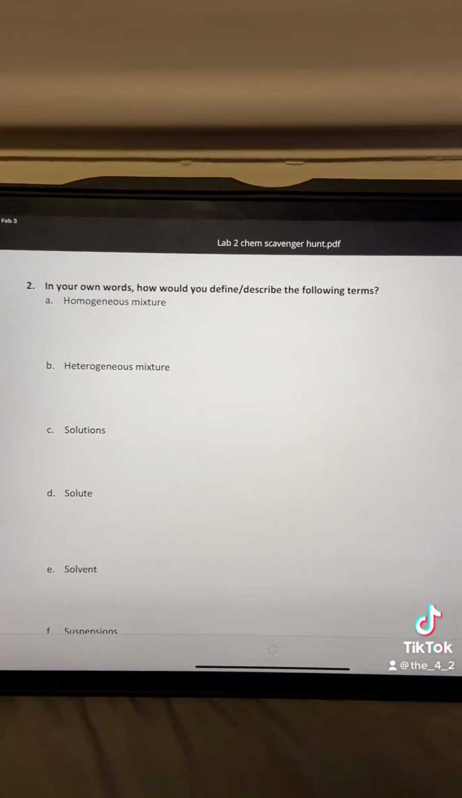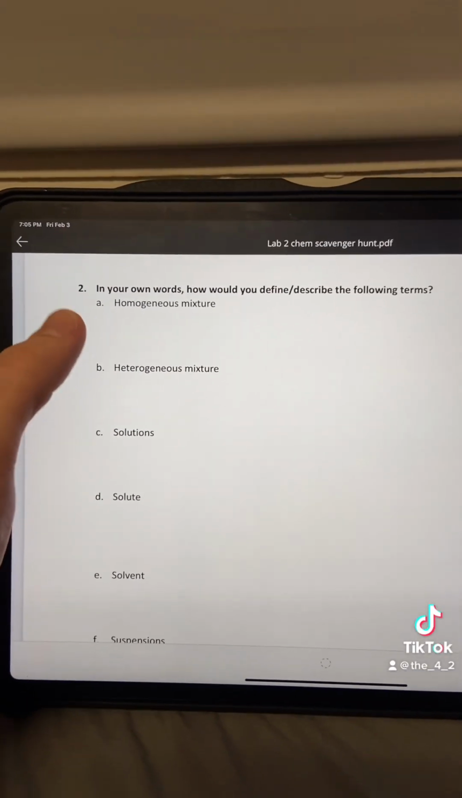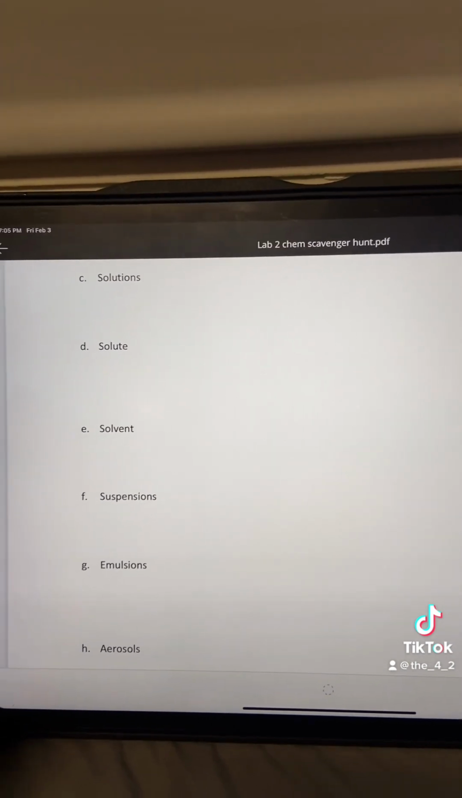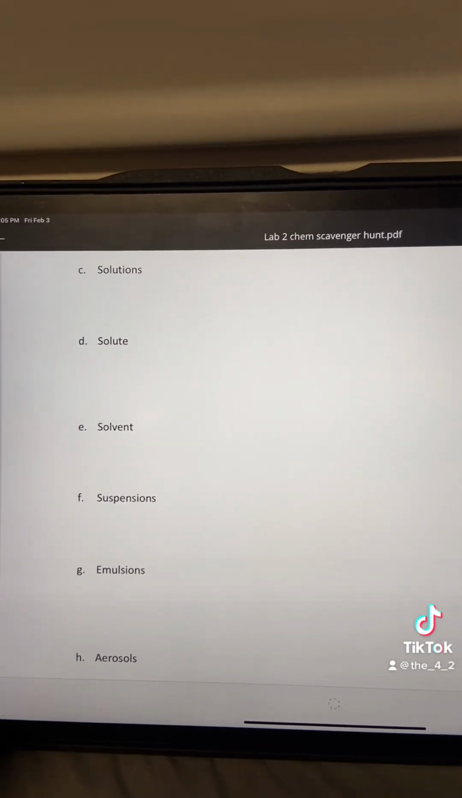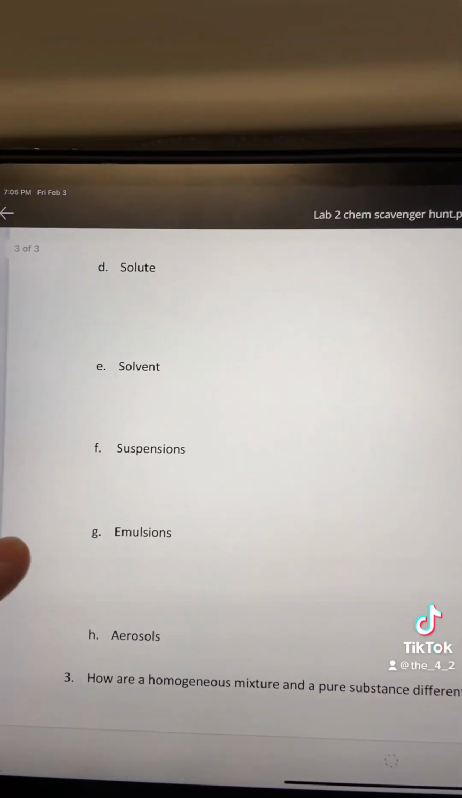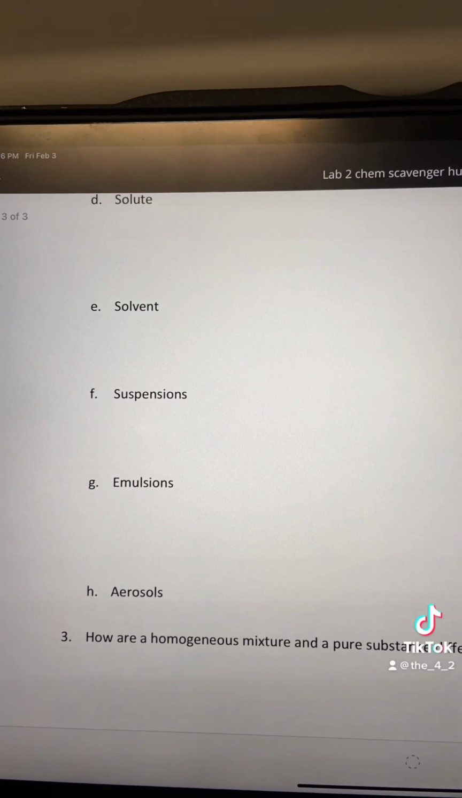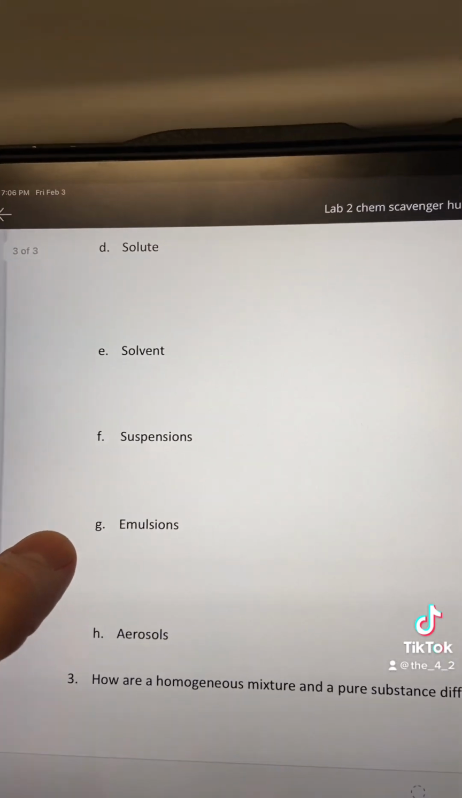Yes. All right, the following terms we already identified, A and B. C, solutions. A solution is where a solute and a solvent are together. And a solute is the thing that goes into the solvent, like salt in water. And the solvent is the thing that holds the solute, like water.